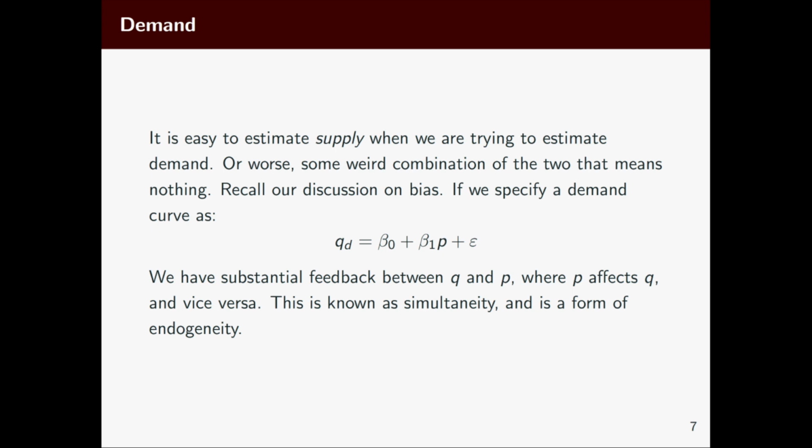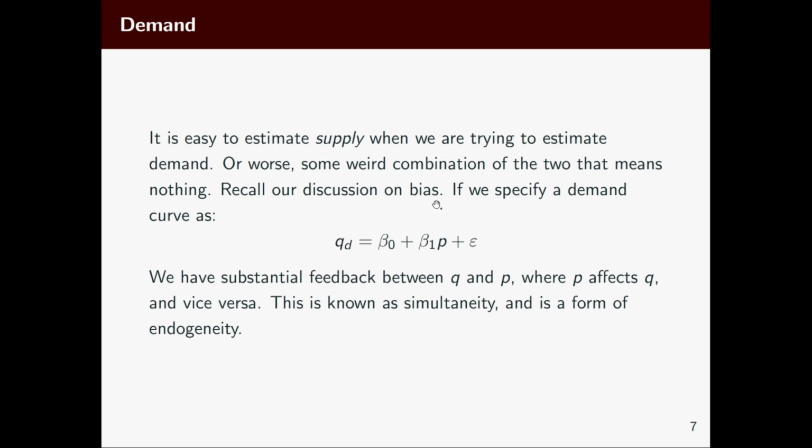Or even worse, if supply is not fixed, then we get some weird combination of the two that's going to mean essentially nothing. It's going to be very difficult to interpret. And the reason for that, among other things, is what we call simultaneity. Simultaneity we've talked about before in our discussion on endogeneity. Simultaneity is where price is affecting quantity demanded. Good, right? That's what we want to estimate. That's going to be our beta 1. But at the same time, price is affecting quantity demanded.